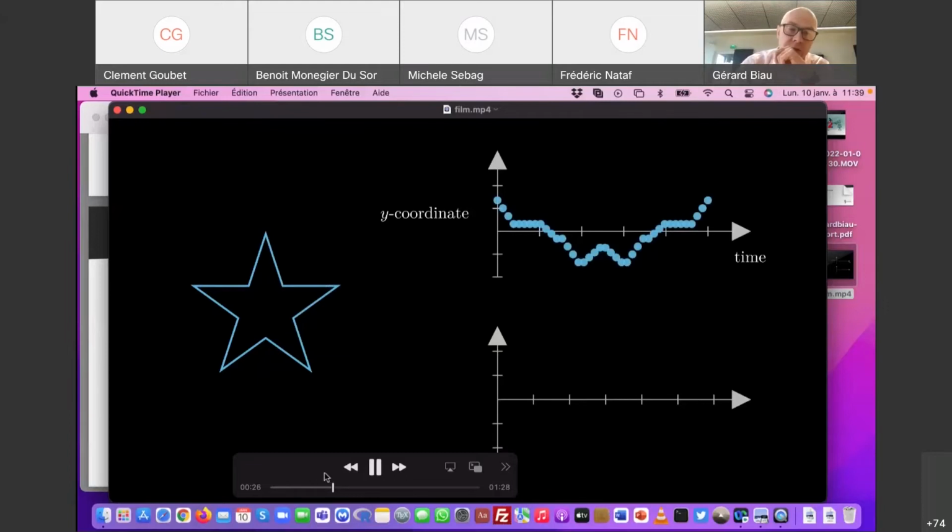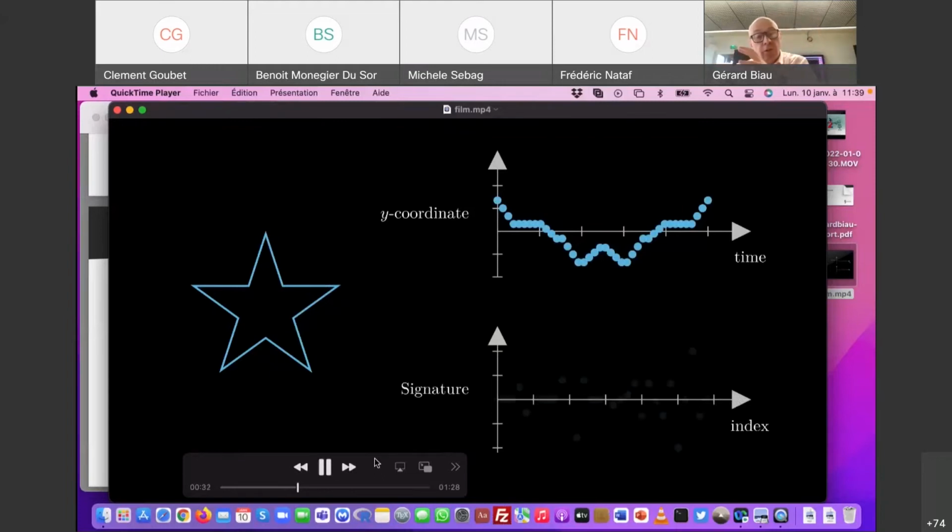The signature is totally independent of the coordinate. That's a sequence of coefficients here, which is going to fully describe the star. And it doesn't depend on the coordinate, on the x and the y. It's a sequence of coefficients which is going to describe the process, the two-dimensional process associated with my star.